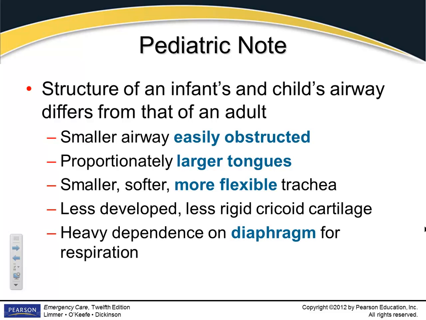Kids also depend much more heavily on the diaphragm to breathe. They don't use their intercostal muscles quite as much because they're not as well developed. The diaphragm is quite large and it develops earlier than the intercostals and the other chest muscles. So as it moves up and down, you tend to see that little seesaw breathing sometimes.